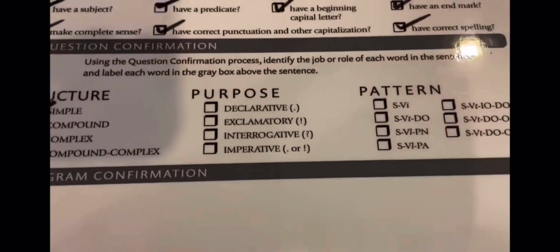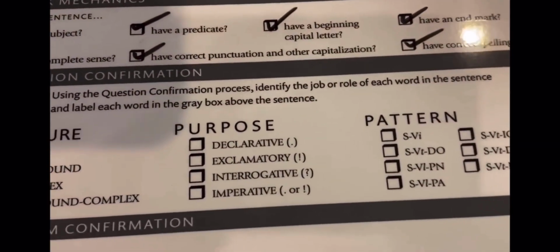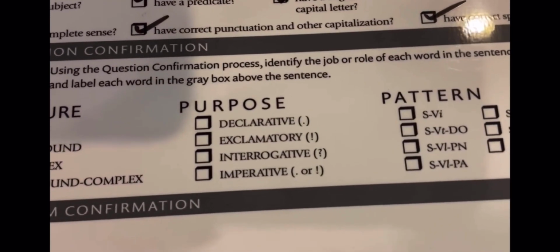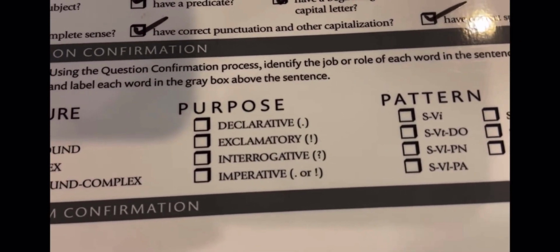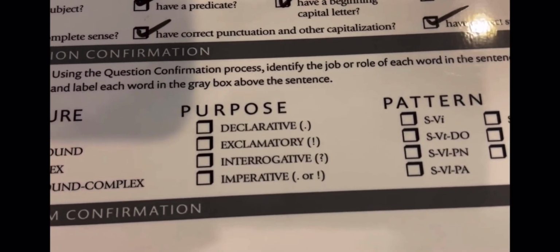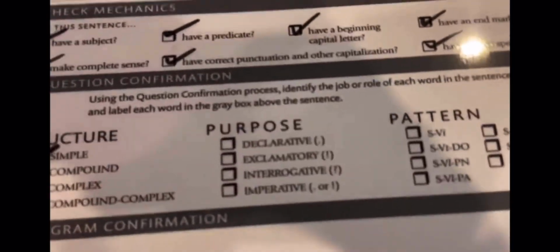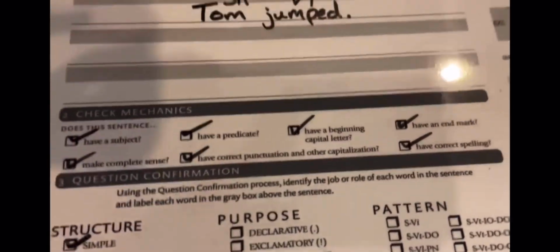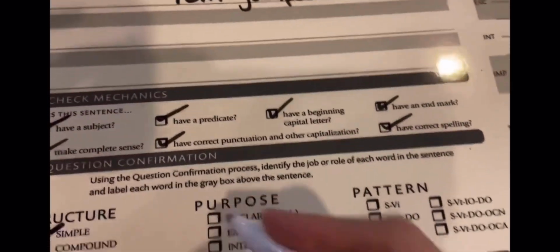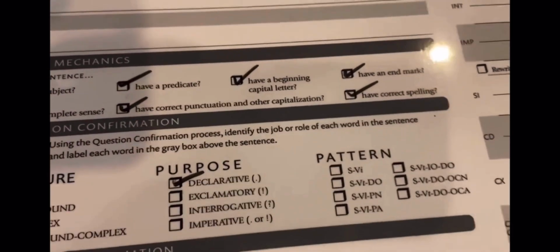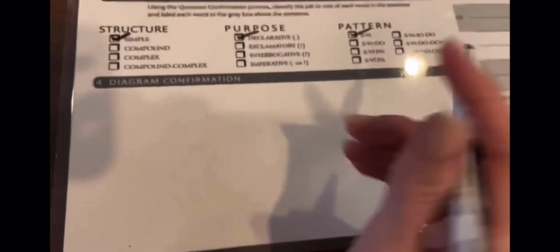What about the purpose? We have to determine the purpose of the sentence. Is it declaring something? Expressing with emotion? Asking a question? Or giving a command? It's simply declaring something, right? So this is declarative. What pattern do we have? We have an SVI. Okay, so we've gone through all our questions.